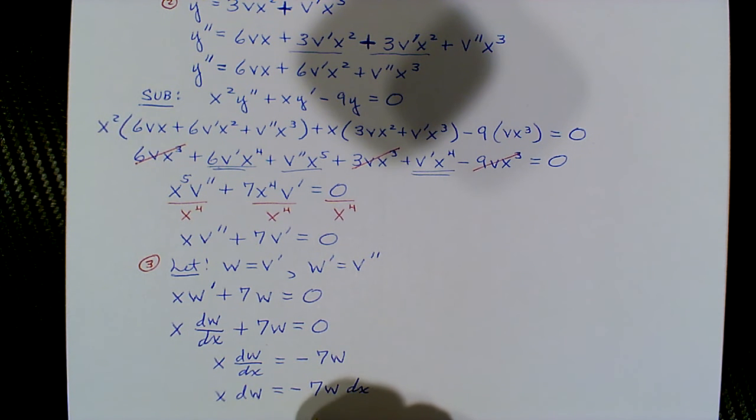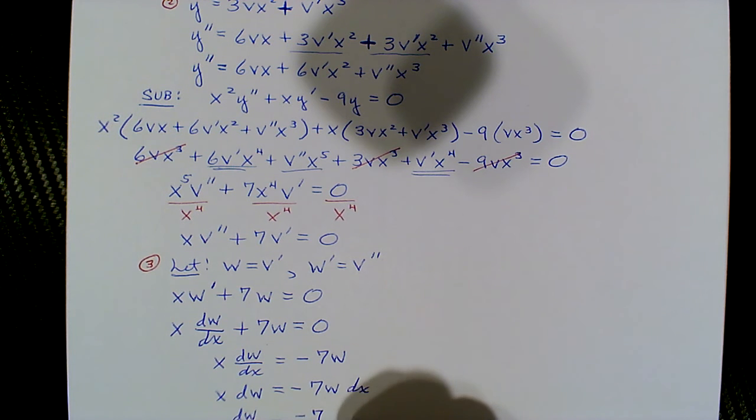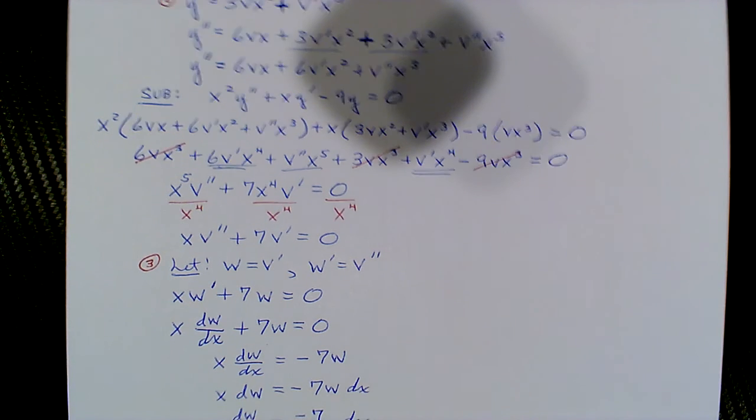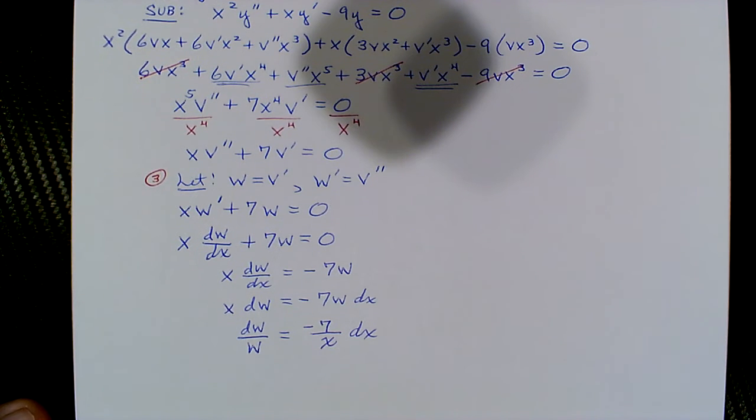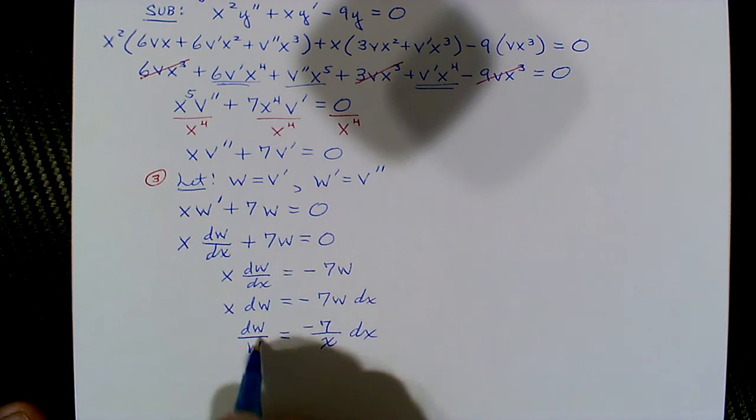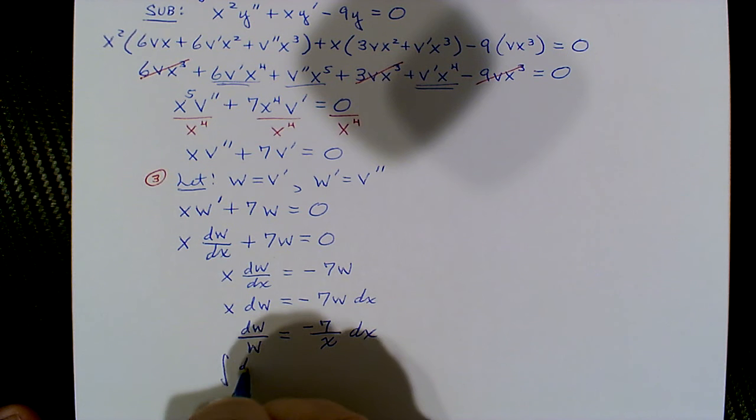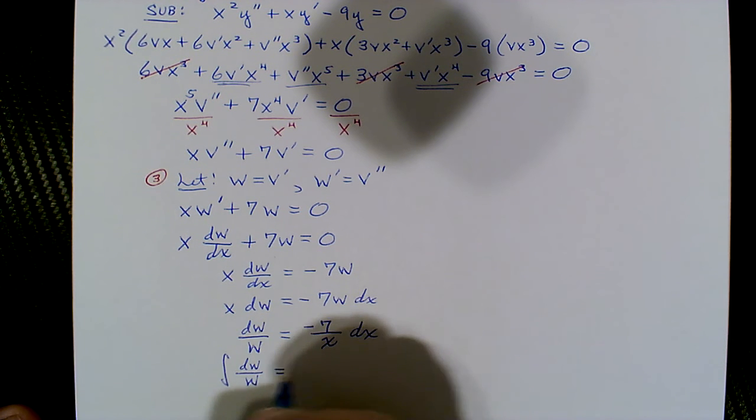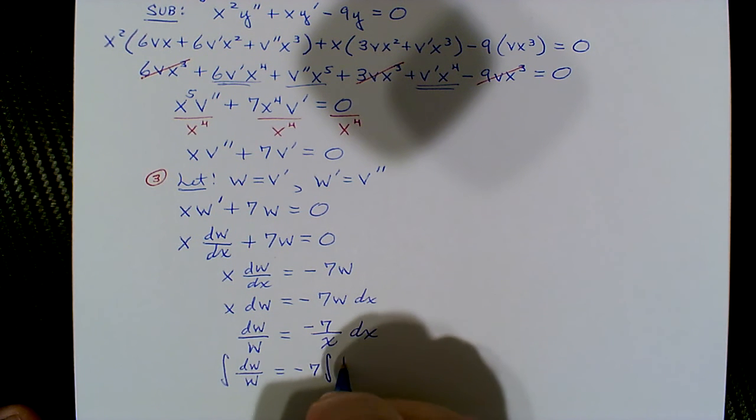Let's see, we've got to get the w's with the dw's, so we're dividing by a w to get dw over w, and we're dividing by x as well to get the x's with the x's, so we get minus 7 over x times the differential dx. And then we have to integrate, and if you want to, throw an integral sign in front of each side at that point. We'll take a step to show it literally. I'll actually factor out the negative 7 as well.